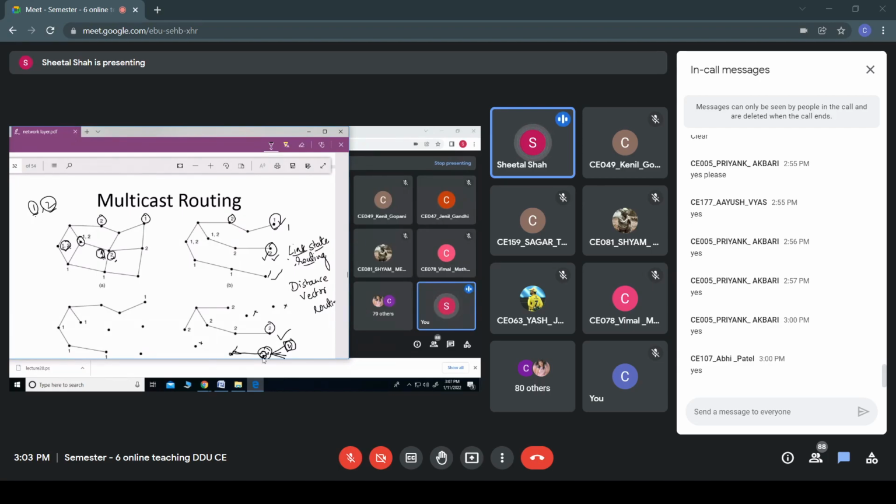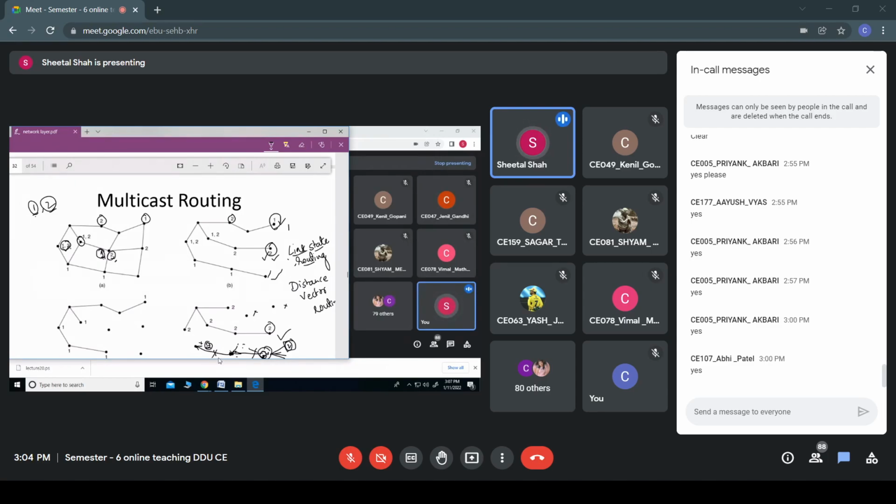Okay, so now this router, if it finds that there are no routers or no hosts connected to it with group number 2, it will send a message to this router saying don't forward me the packets which belong to group 2. Okay, so like this it prunes here also, it is removed.